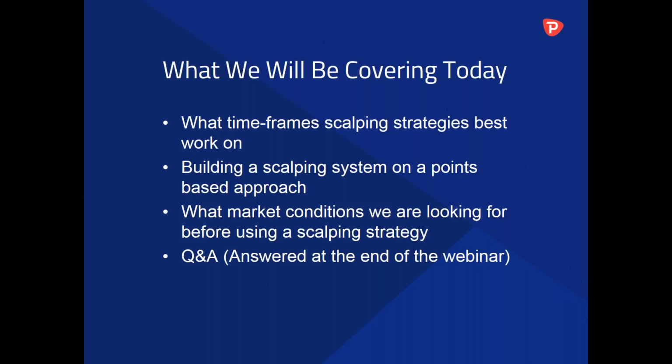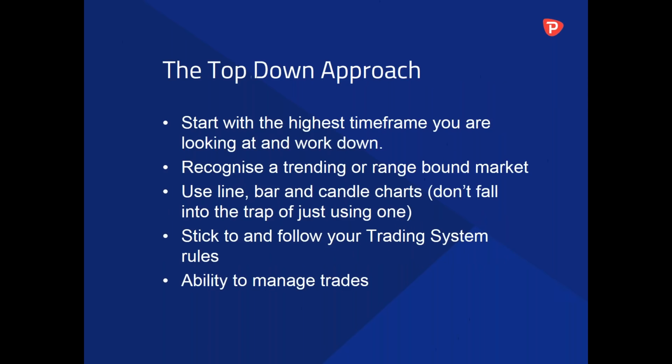We talked about this one last week. It's called the top-down approach. We always start with the highest time frame we're looking at, and then we work down. So if we're looking at a 15-minute, maybe we'll start with a 4-hour, figure out a little bit about what's going on in the 4-hour, jump into the 1-hour, and then go down to the 15-minute and make our trade decisions on that 15-minute.